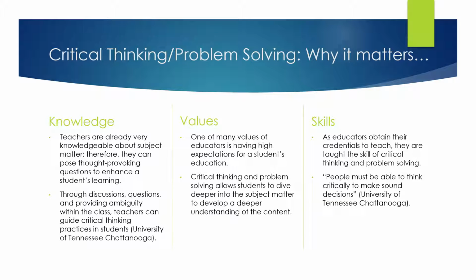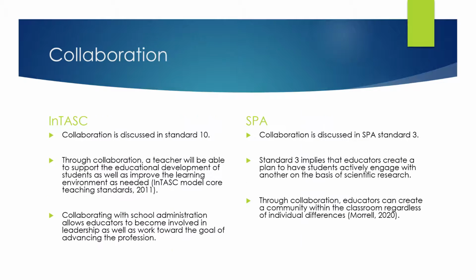The University of Tennessee Chattanooga states that people must be able to think critically to make sound decisions. And this does apply also to life. So you have to be able to think critically whenever you're doing anything in life, like making electoral decisions, making decisions on how you're going to eat today, or, honestly, anything like that. Financial decisions can take a big impact if you don't think critically about the consequences that could be potential.